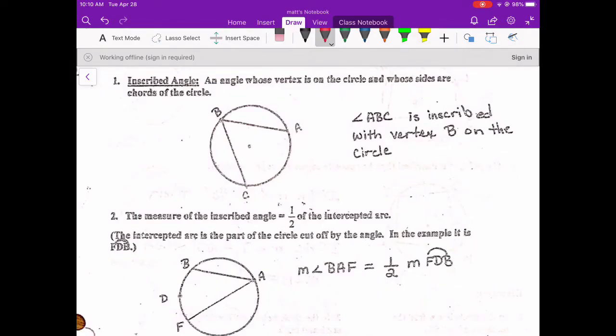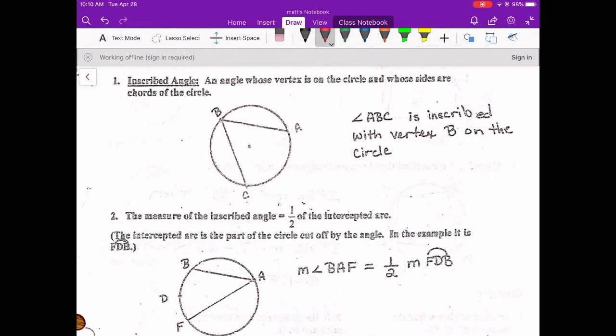Okay, hello everyone. This is a video on inscribed angles and their arcs. So if you need to pause the screen, here's a couple of definitions on there for you if you don't have these notes provided by your teacher. Quickly, there's an example picture here of what an inscribed angle is.